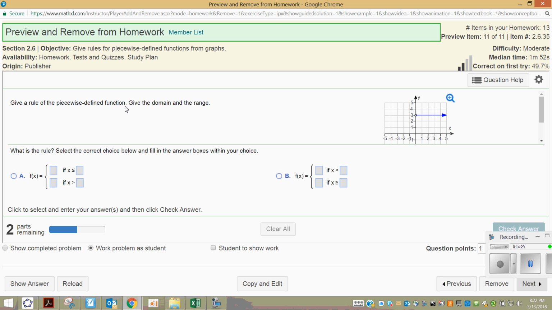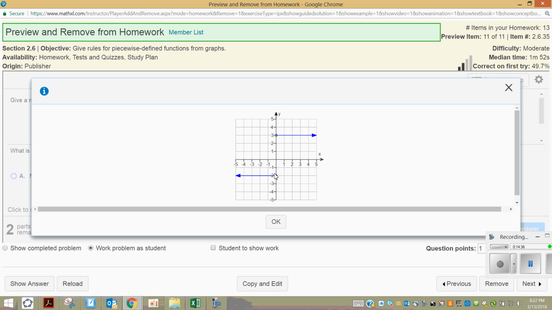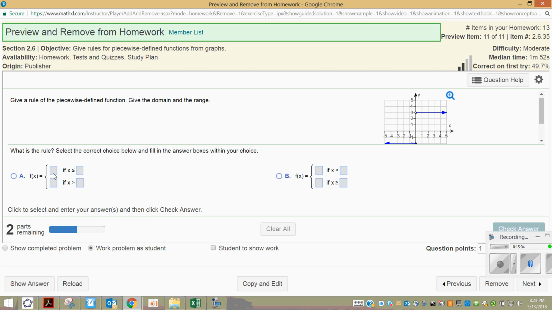Give a rule of the piecewise defined function. Give the domain and range. Okay, so let's look at this. The pieces are both on the x equals 0 axis, and when x is equal to 0 or smaller, y is going to be negative 2. When x is strictly greater than 0 and larger, it's going to be a y value of 3. So which one of these says that? Or we make it ourselves.